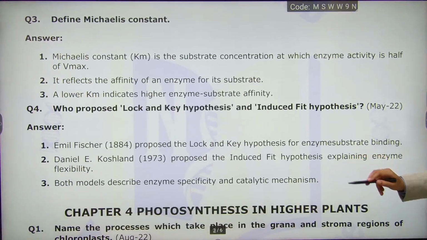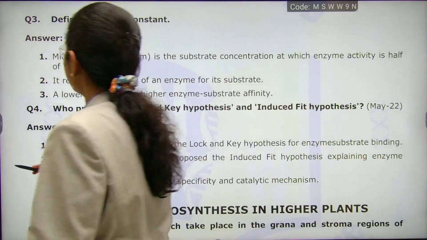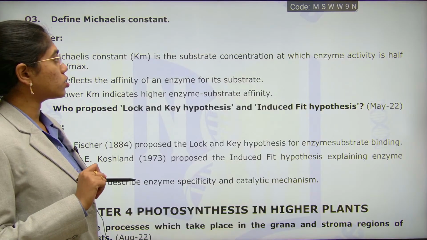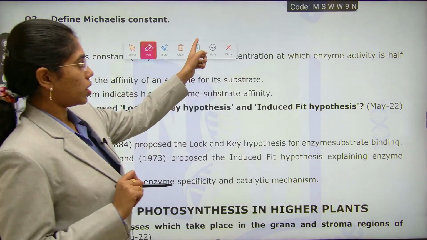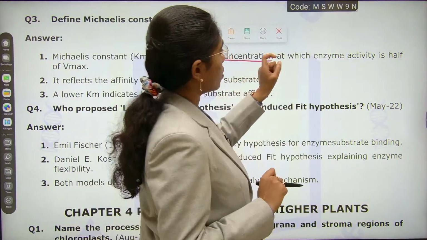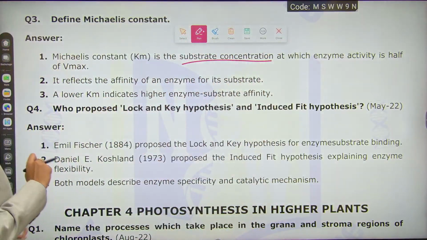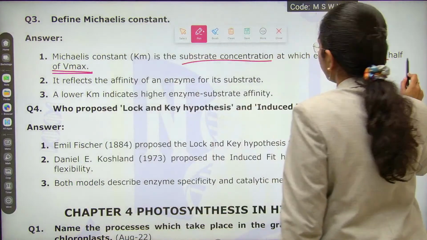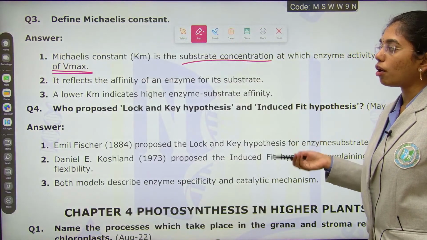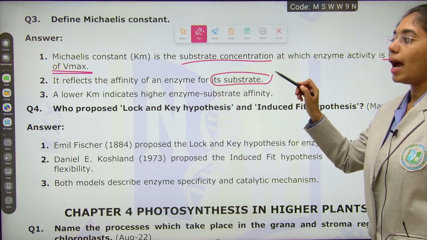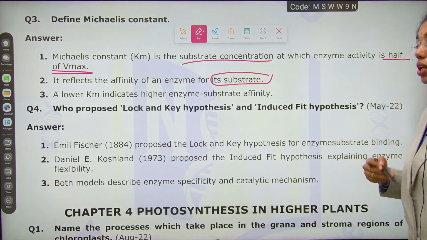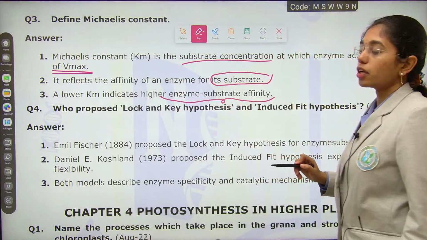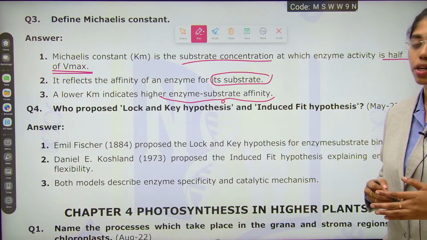Next, define Michaelis-Menten constant, or Michaelis constant, that is Km. Michaelis constant is the substrate concentration at which enzyme activity is half of the Vmax. It reflects the affinity of the enzyme for its substrate. A lower Km indicates higher enzyme-substrate affinity.